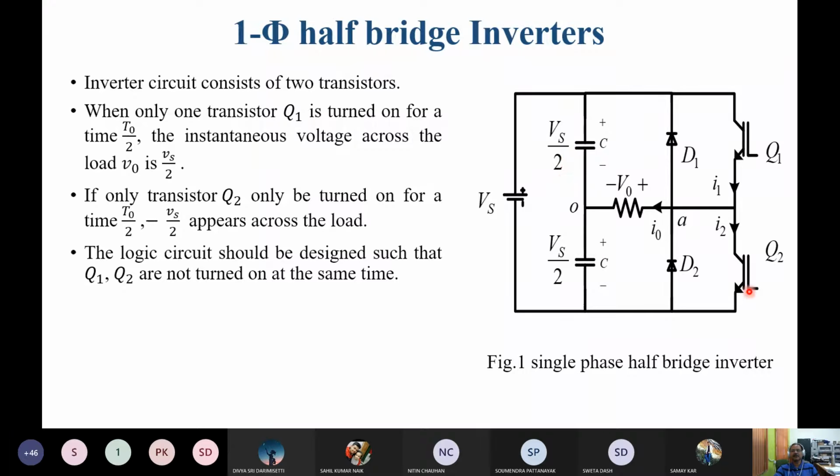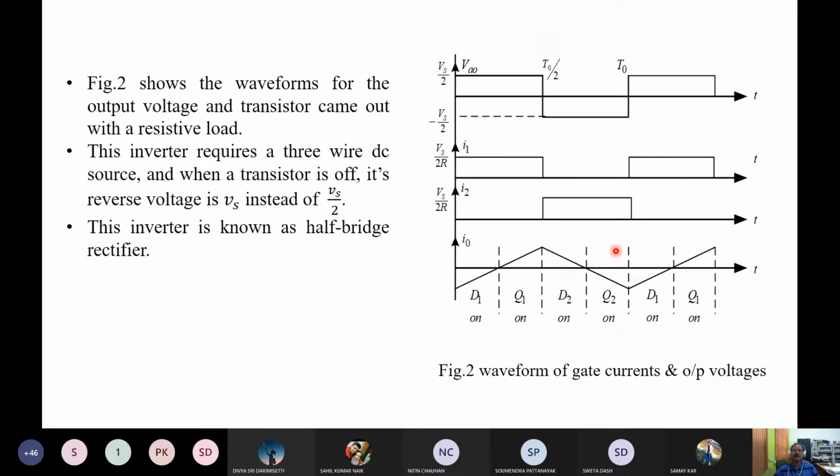and when this is on, this side is positive and this side is negative. It is Vs by 2. So you get an alternating voltage, Vs by 2, Vs by 2. If it is a resistive load, the current waveform will be similar to the voltage waveform, except that the magnitude will change. This is for one switch, and this is for another. This is for inductive, that I will explain.